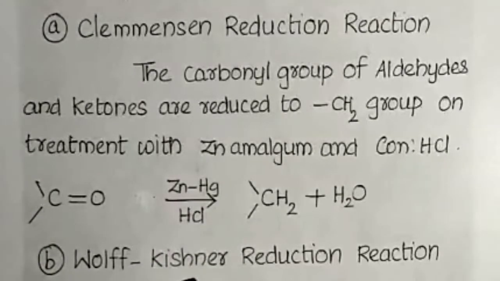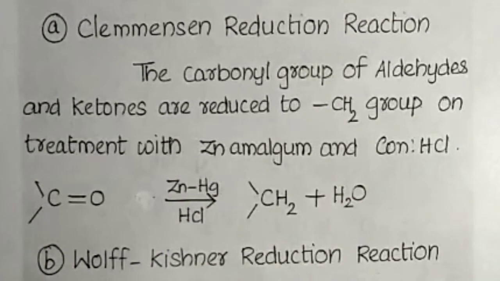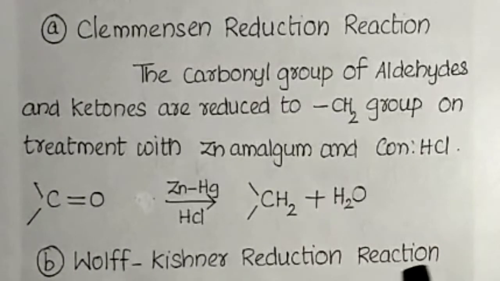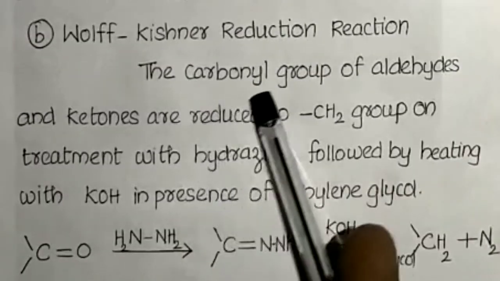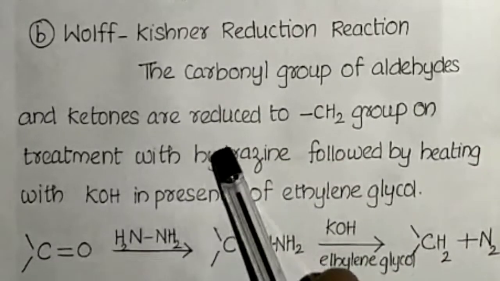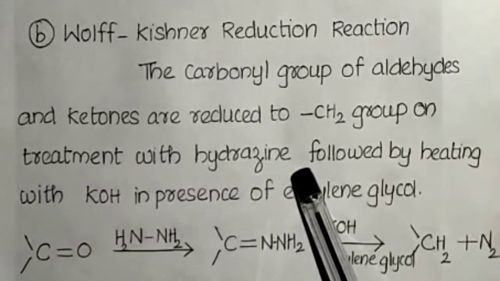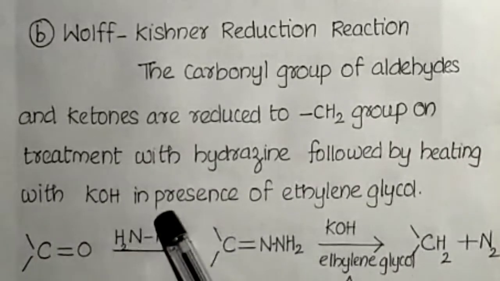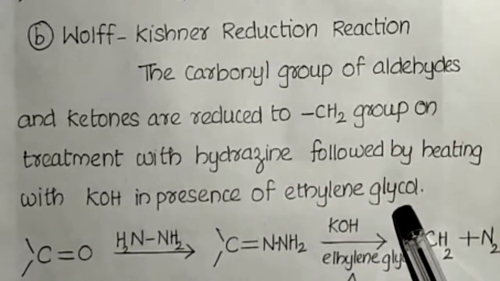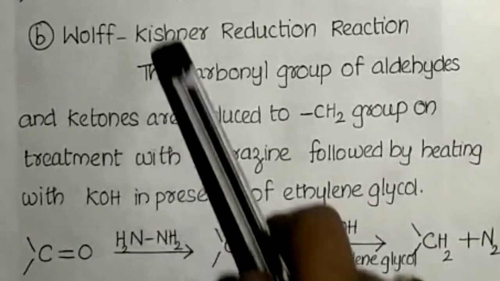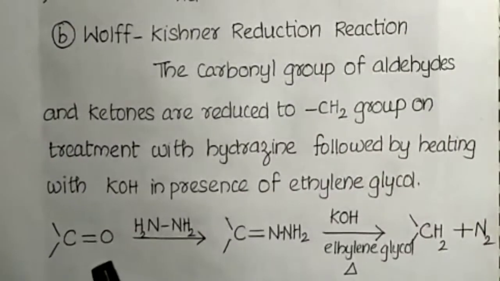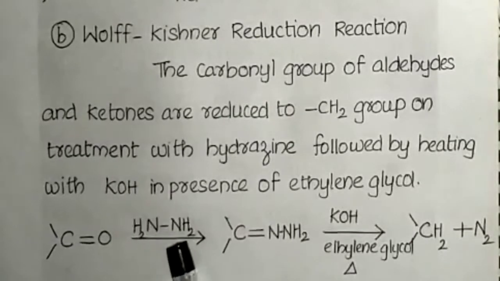The next reduction reaction is the Wolff-Kishner reduction reaction. The carbonyl group of aldehydes and ketones is reduced to a CH2 group on treatment with hydrazine, followed by heating with KOH in the presence of ethylene glycol. So the reagent is different, but here the carbonyl group is treated with hydrazine, NH2NH2.